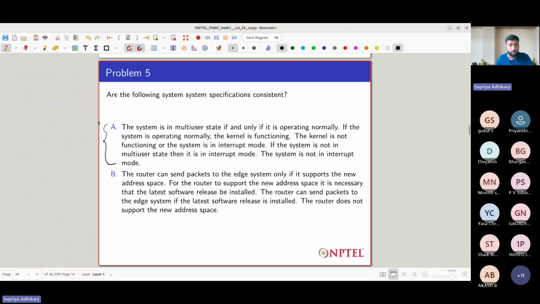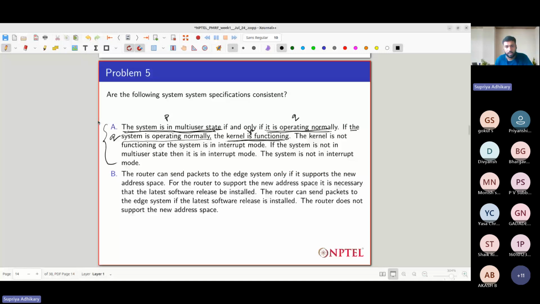So let's figure out what the propositions given over here are. The first proposition is: the system is in multi-user state. So that is our first proposition. Let's name it P. If and only if it is operating normally, or the system is operating normally. So this is our second proposition. Name it Q. The system is operating normally is nothing but our statement Q over here. Okay. The kernel is functioning. This is a new statement, so we name it R.